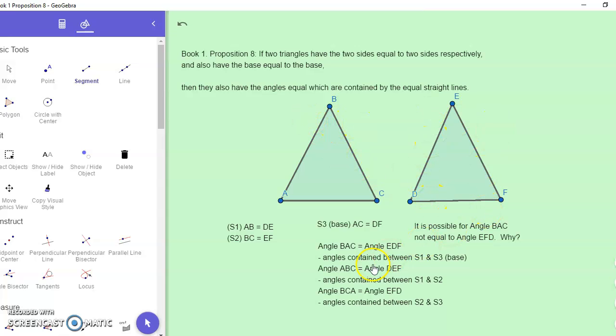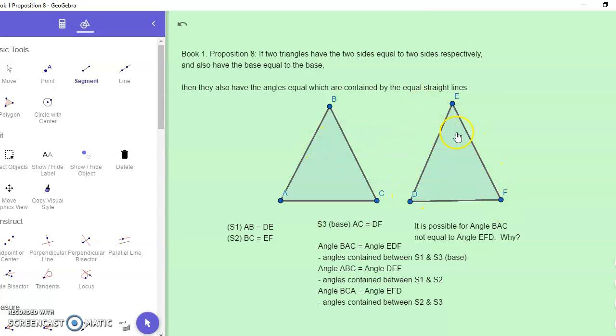also equal. So using this figure, then we can say that angle BAC, this angle here, is equal to angle EDF, this angle. And these two angles are contained between the same set of sides, AB, DE, and the third set, AC and DF. So the same set of sides. And this angle are also equal, these two angles. So we have angle ABC, this angle, equal to angle DEF, this angle.